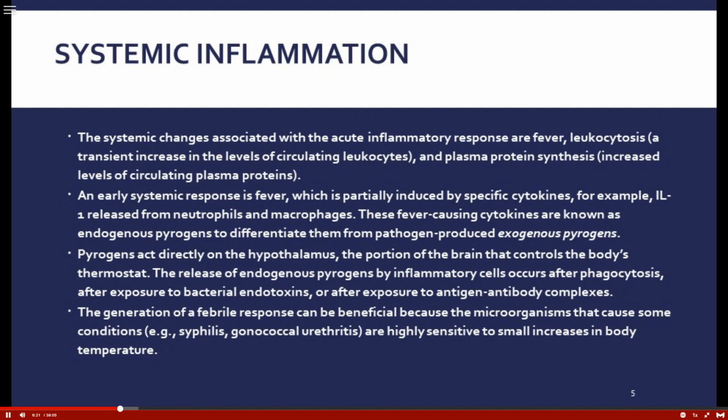Those types of organisms, for example syphilis and gonococcal urethritis, are very sensitive to higher temperatures, and the fever can actually help fight them off. Of course, we still need the penicillin. But anyway, it can at least maybe control that until further treatment is available.